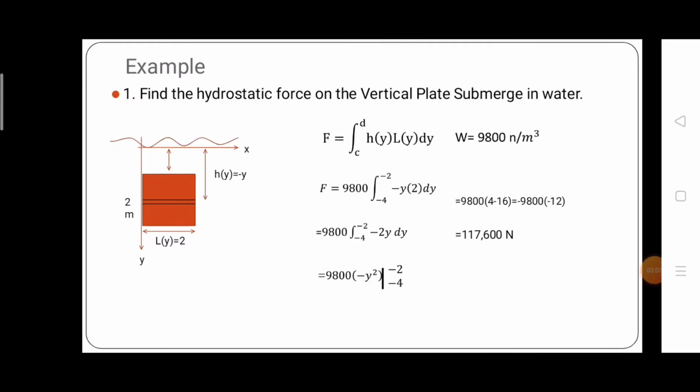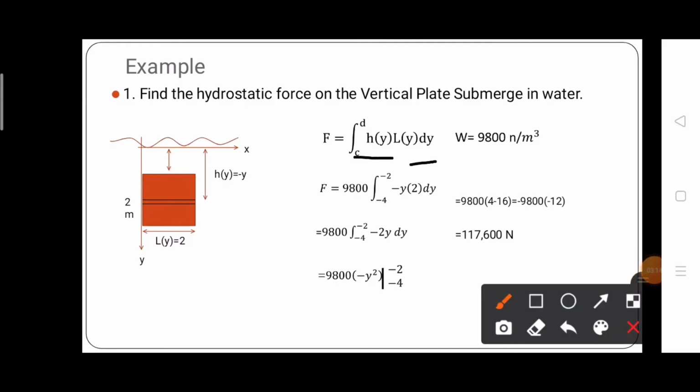Now we are going to find h(y) and l(y) in order to calculate the force in the given problem. Our h(y) is always negative y, and also we have l(y) here. The value of our l(y) is 2, since the square has the same measurement. We have 2 and 2 meters. So l(y) is equal to 2.